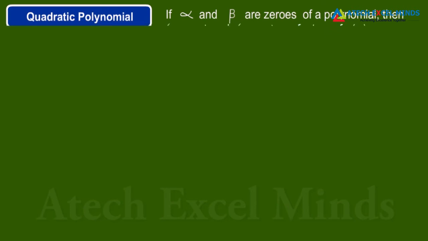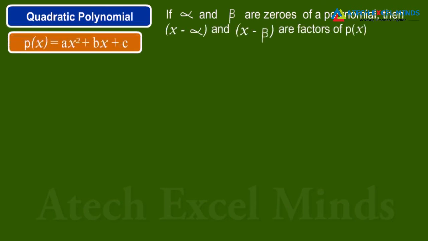Consider alpha and beta as zeros of a quadratic polynomial. P of x is equal to ax square plus bx plus c, where a is not equal to 0. Then x minus alpha and x minus beta are factors of polynomial of x. So, ax square plus bx plus c is equal to k times x minus alpha into x minus beta. Here, k is a constant.